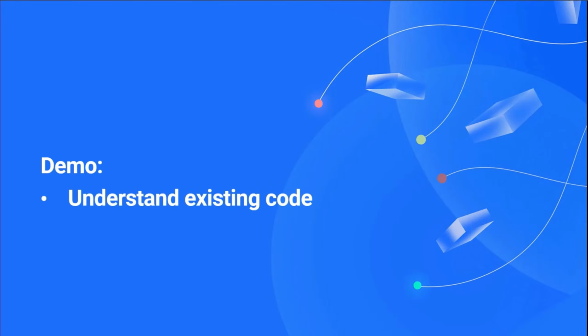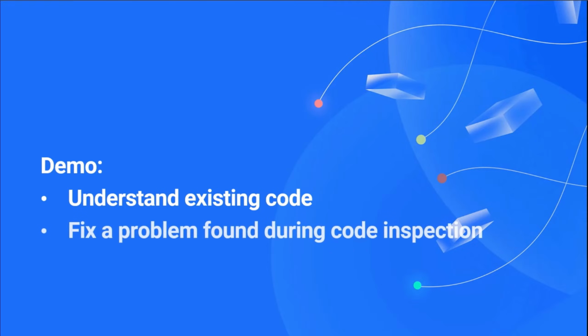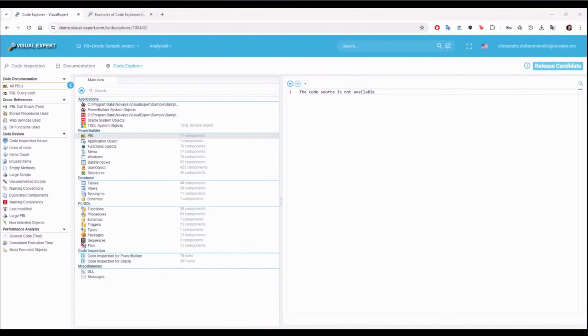First of all, we'll understand and explain existing legacy code. Then we'll take the example of a problem found during the code inspection, where we identify the problem in the code, and then we can use AI to suggest a fix. And finally, we'll use AI to help improve performance. After identifying a performance problem, AI can help us optimize a query in particular. So we'll start with an example of understanding and explaining existing code.